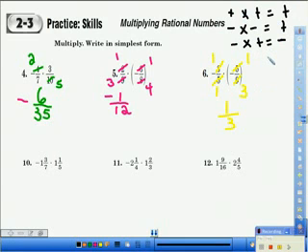You will be seeing more of them, like in problem number 10 in your practice skills book. The first step, I believe we said, is to change the mixed number to an improper fraction. So let's just put a little step here. You change it by multiplying this and adding this.